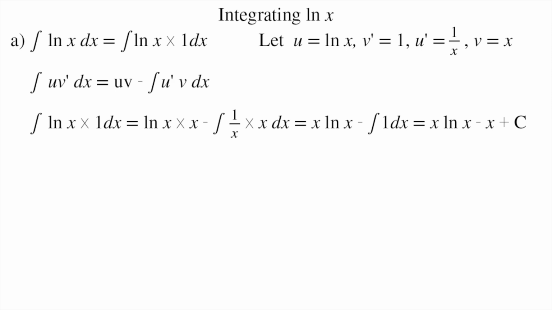So let's restate that result here to make things clear. We have that the integral of ln x dx is equal to x ln x minus x plus c. Now, let's try a second example. We're asked to integrate 2 times ln 3x with respect to x.